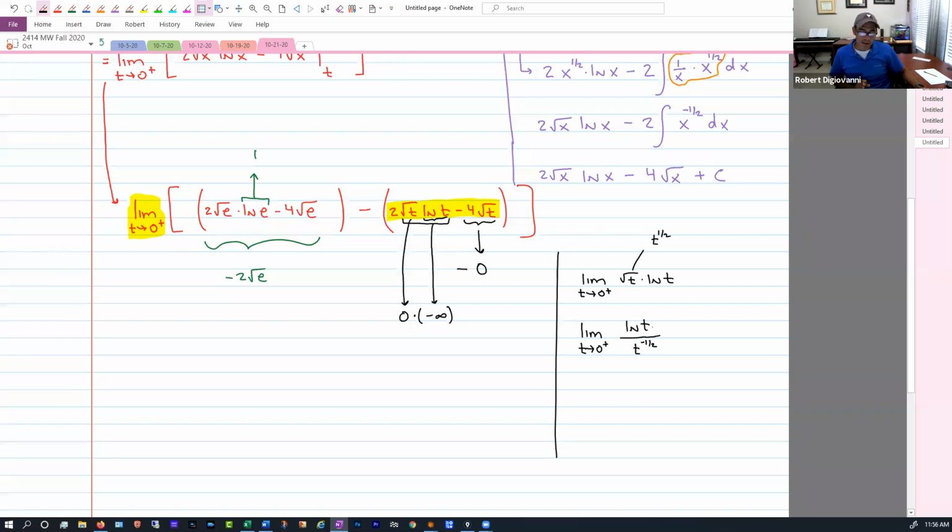And now that is guaranteed to be in the form of either 0 over 0 or infinity over infinity. So I can use L'Hopital at this point. I apply L'Hopital's rule. This becomes the limit as t goes to 0 from the right. The derivative of the top, the derivative of natural log t, is 1 over t, and the derivative of the bottom is negative 1/2 t to the negative 3/2.